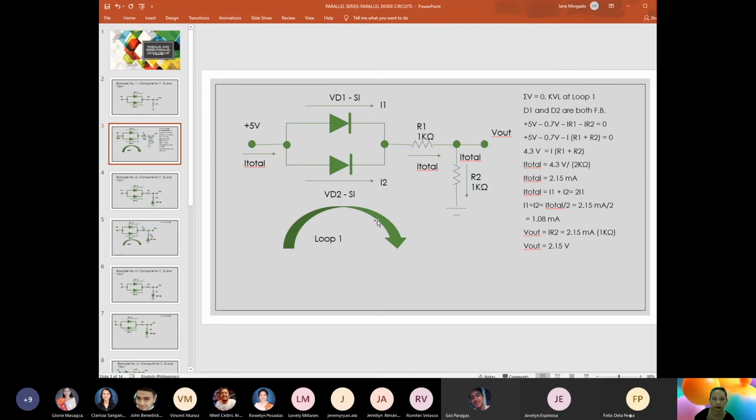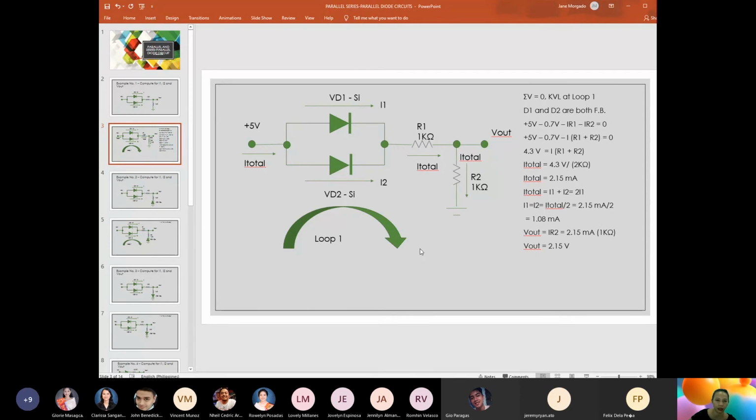Question? Hindi po ba siya i-multiply as 2.15 times 1,000? 1K is 1,000, but you have 2.15 milli. And what is milli? Times 10 to the negative 3. Kaya marami nagkakamali dito, class, sa mga dinidisregard. Milli, kilo, malaking factor 'yon, di ba? Imagine, milli to micro, that's a factor of 1,000.